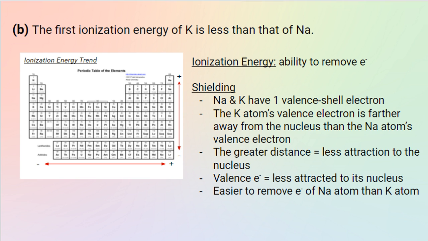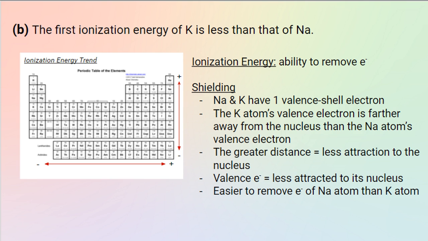So because of that, we can tell that K is farther away and it's down the periodic table, so that's a way to note that. And so the K atom's valence electron is farther away from the nucleus than the Na atom's valence electron. So the greater the distance, the less attraction there is to the nucleus because of the addition of an orbital. So it is easier to remove an electron for K than it is for Na.